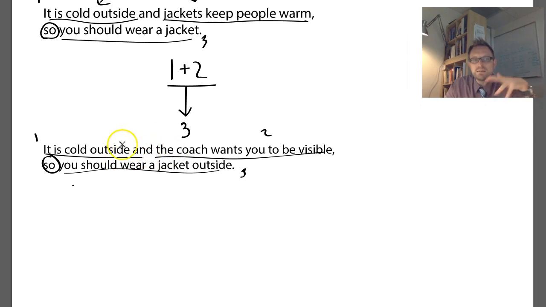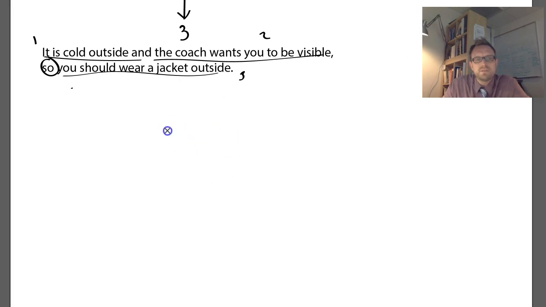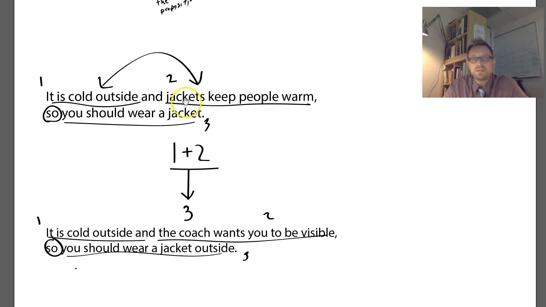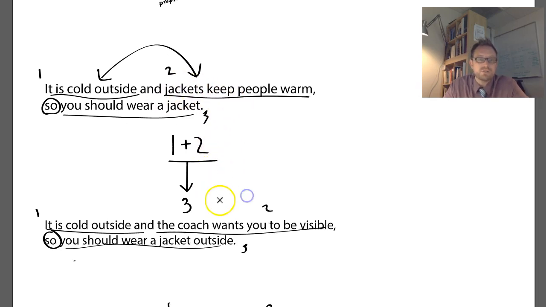here we see that these are independent premises, right? It's cold outside and the coach wants you to be visible are not necessarily dependent types of things. The coach could want you to be visible for a lot of different reasons and doesn't really seem to have to do with temperature. So what we would say here is that we have a 1 and we have a 2, but that both the 1 and the 2 support the conclusion, but they support it separately. So we don't use the addition sign in this example. So you can say in this case, there are 2 different reasons being given for the conclusion. And in the previous case, we would say there are 2 dependent reasons given for the conclusion.